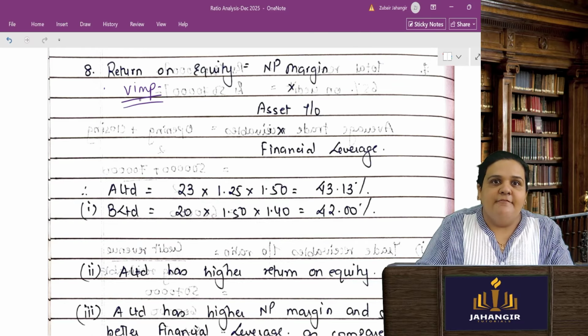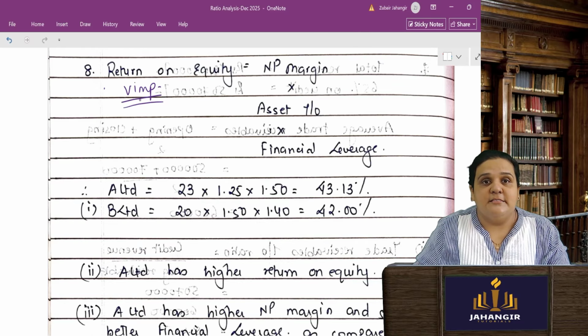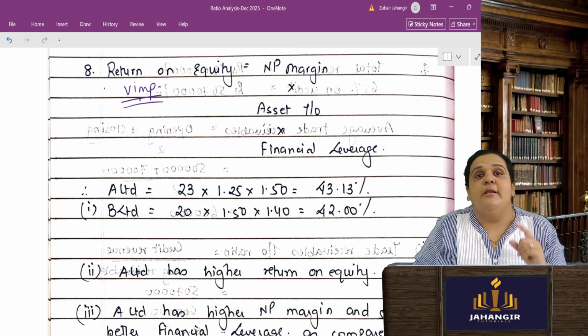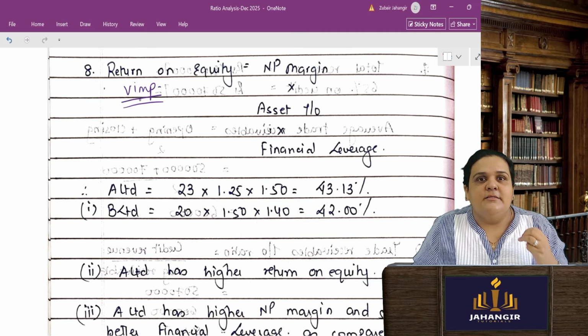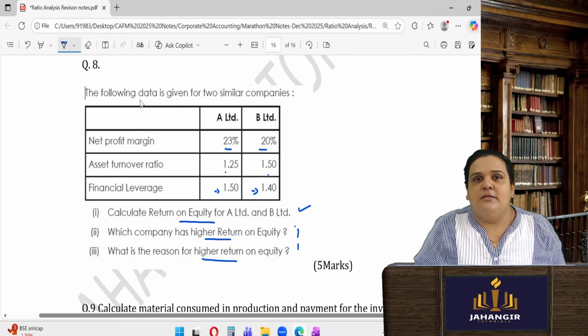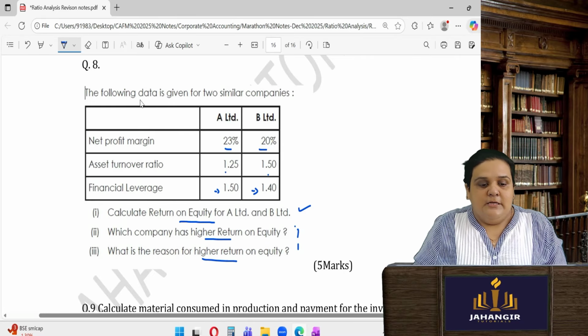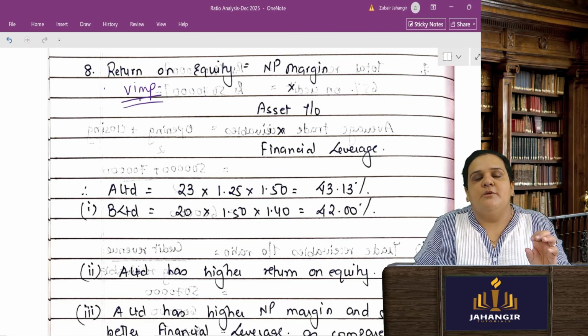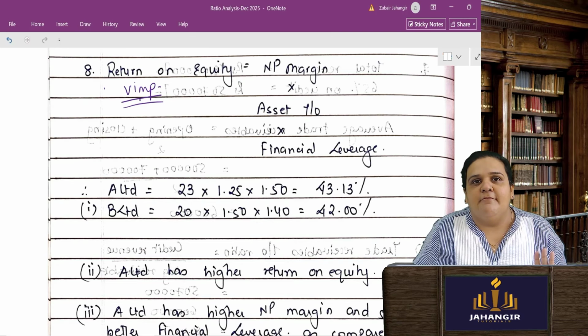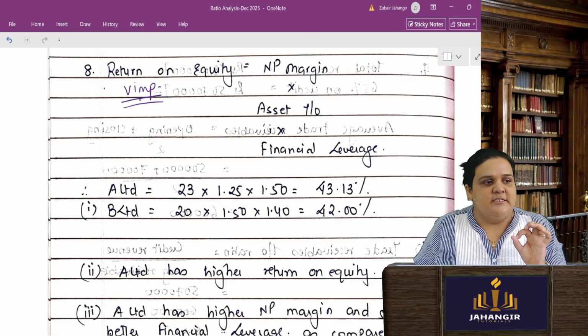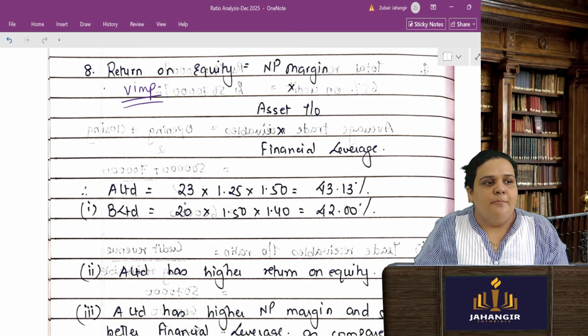Correct. So we have that return on equity formula, but this is also one of the very important formula when net profit is given, asset turnover ratio is given and financial leverage is given. When all these three is given and they are asking you return on equity, see they have given us all the three, net profit, asset turnover and financial leverage. So when all these three is given, we will use the simple formula of multiplying everything. Net profit into asset turnover into financial leverage. Just simply multiply. Don't put the percentage sign.